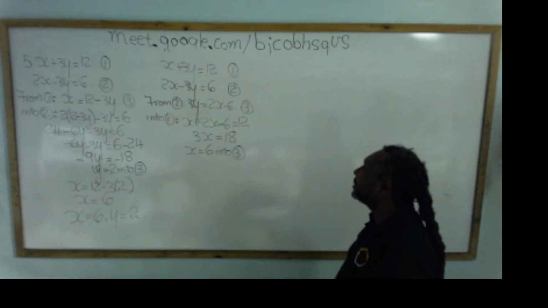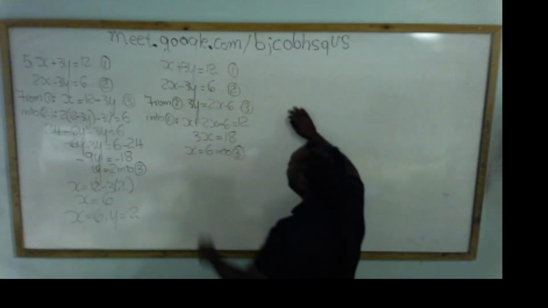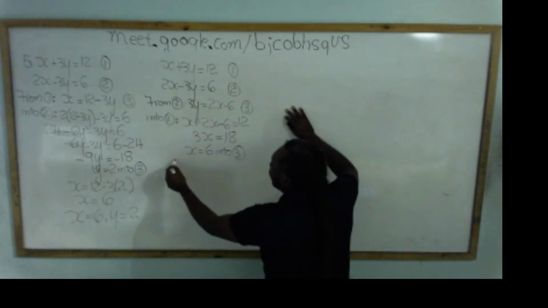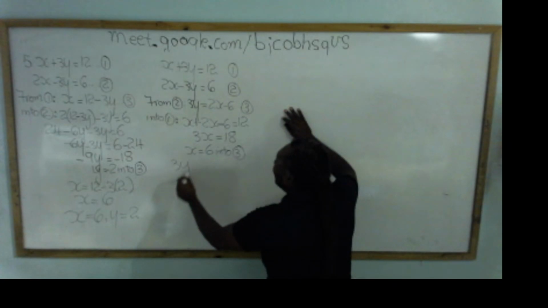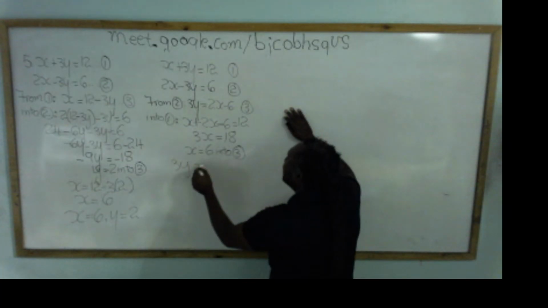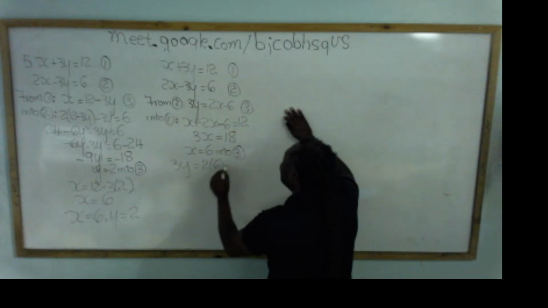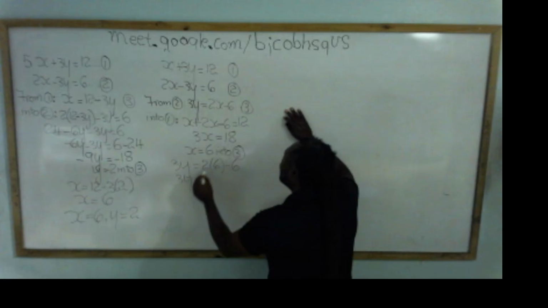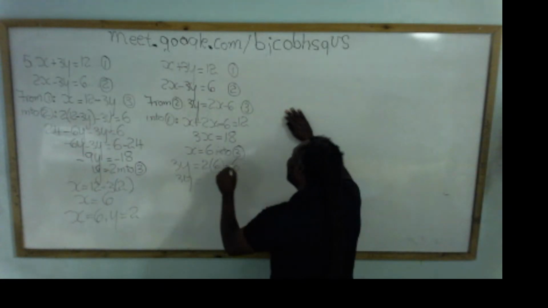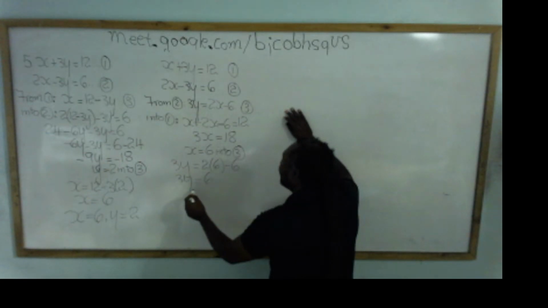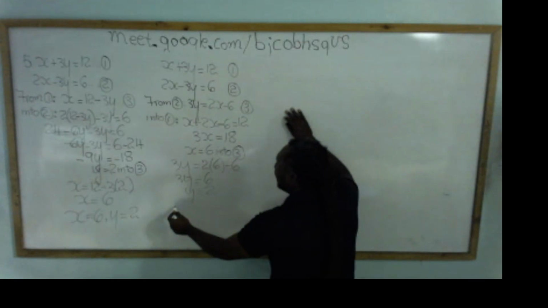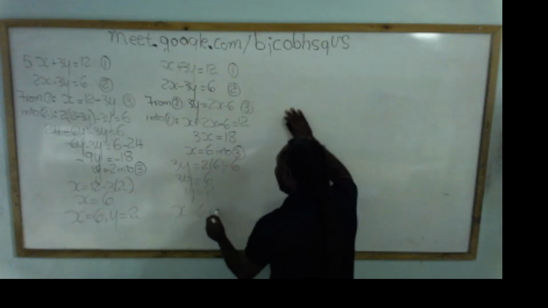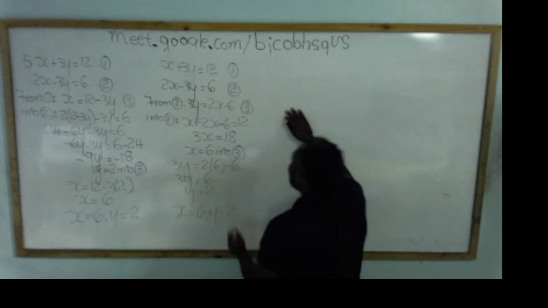So what do we have? I'm not going to work it out in the mind because the students are taking too long. 3y is equal to 2 times the value of x, 6, minus 6. So 3y is equal to 2 sixes is 12, minus 6 is 6. So y is equal to 6 divided by 3, which is 2. So we may declare x is equal to 6, y is equal to 2.